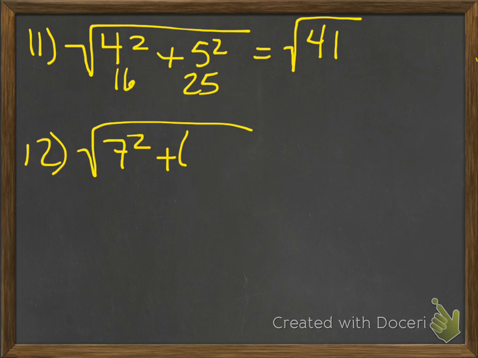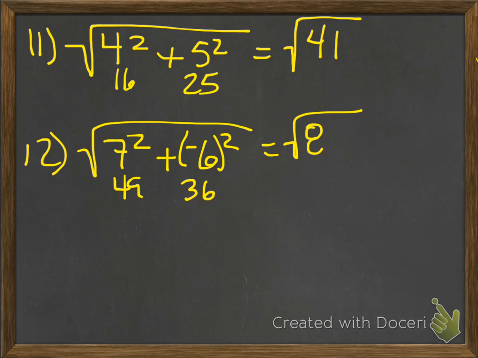Here, notice I'm going to put 7 squared plus negative 6 squared. And notice again how I put the negative 6 in parentheses. You got 49 plus 36, which is 85. Square root of 85.